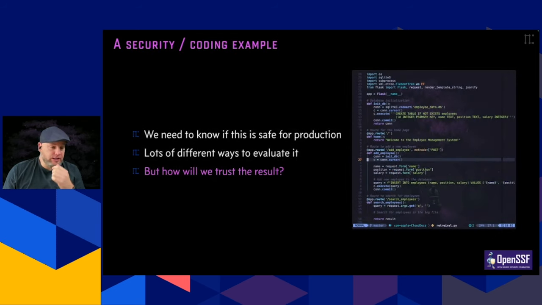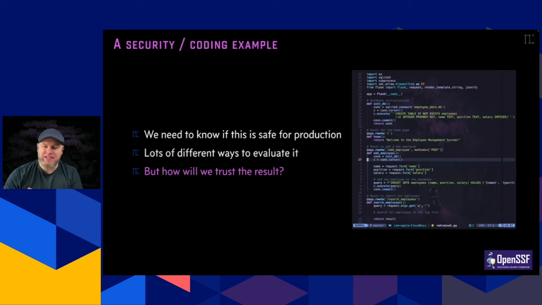So let's look at another example in the security space because we're talking about security here. So let's take this piece of code. This piece of code has just been submitted to go into production. And now we have to review it. We're the security team, right? We have to determine pass or fail for this being allowed into production.